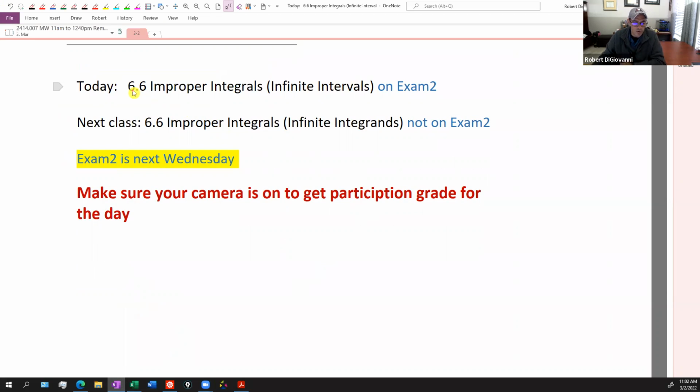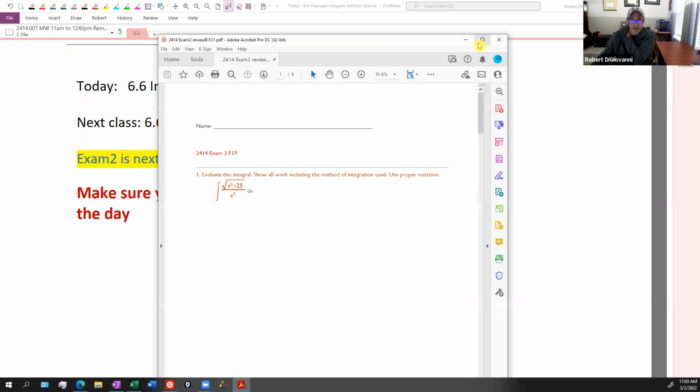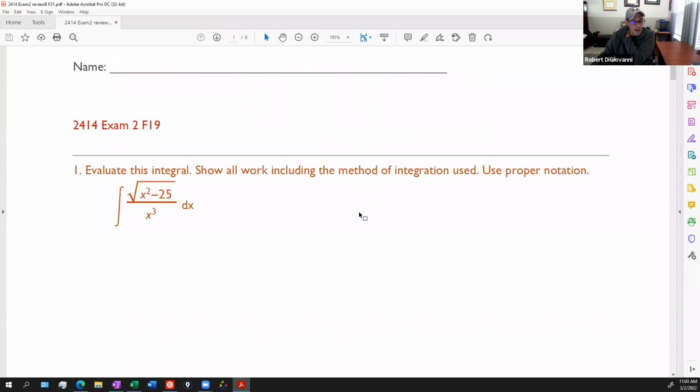Today's material will be on exam 2. The material we cover on Monday will not be on exam 2. Exam 2 is next Wednesday, which is the last day before spring break, right? And I just sent an email with the review for exam 2. But I did say in that email to not limit yourself to just those problems. Here's the actual review that I just sent out. It just gives you some indication of some of the things I've asked for in the past.